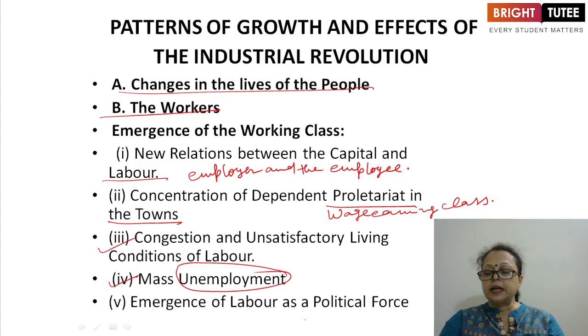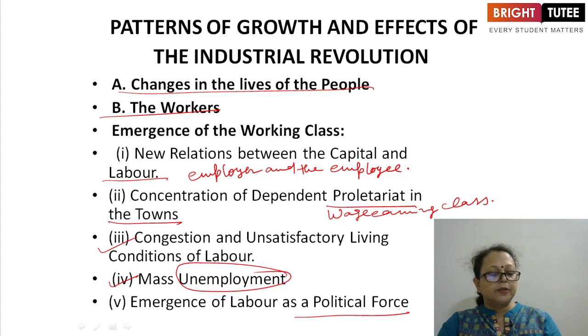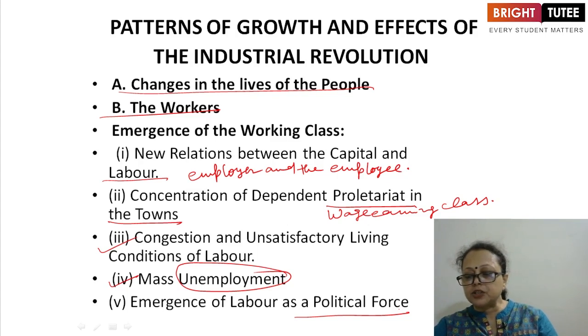Emergence of labor as a political force. Although the industrial revolution created a new political force, the proletariat. What do we have to call this emerging political force? It is the proletariat, the new working class, the wage earning class.